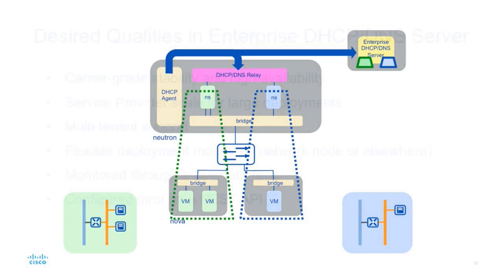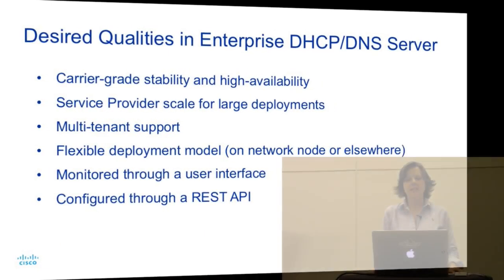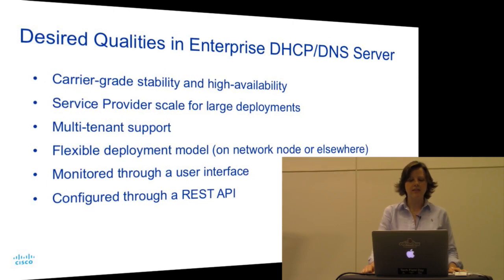So what are some of the desired qualities that we're going to need in an enterprise server? Well, the first thing that comes to mind is carrier-grade stability and high availability, and also service provider scale for large deployments. We're going to need multi-tenant support, like I talked about, so that the tenant networks are isolated. A flexible deployment model, where you could either run the server directly on the network node or elsewhere in the network, depending on your needs. Something that can be monitored through a user interface for operator ease. And something that can be configured through a REST API so that the DHCP agent can get it up and running.